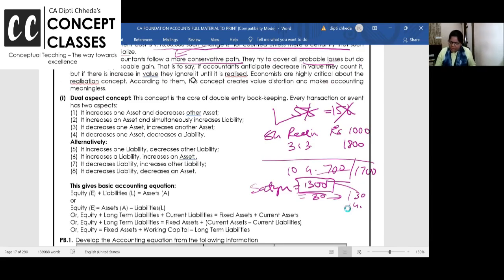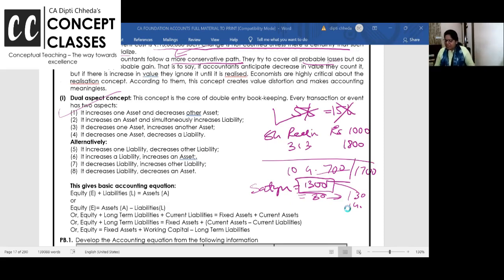Next is dual concept. Dual concept, double entry concept. For every debit, there is a credit. Then only the transaction is saved in the books. Yes or no? For every debit, there is a credit. So if you purchase an asset, to bank. If you incur an expense, to bank.